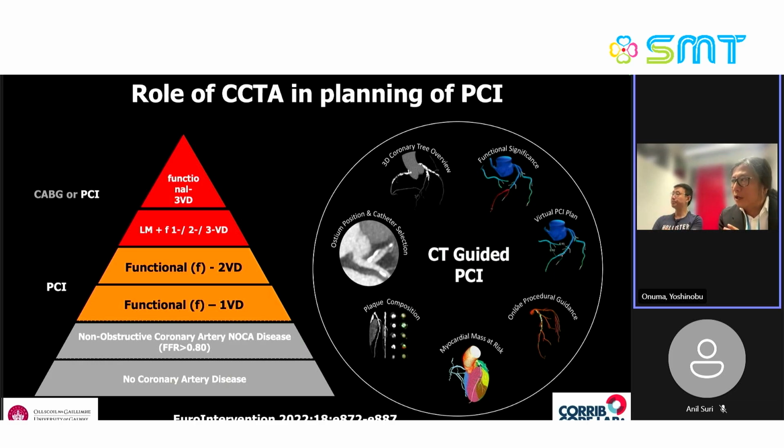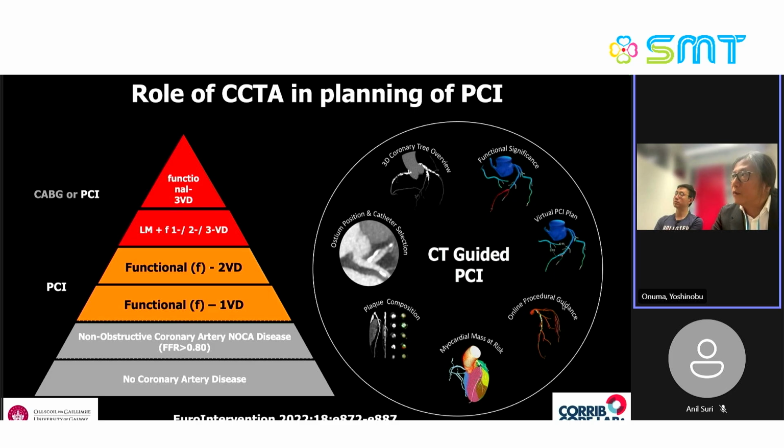You can synchronize the image of the CT in front of you and also the projection of the angiography, so you can facilitate the co-registration of the CT and angiography in front of you in the cath lab. We can also calculate myocardial mass at risk, and plaque composition is sometimes important, especially for the calcification. It's important for the interventionist to consider the additional adjunctive therapy.